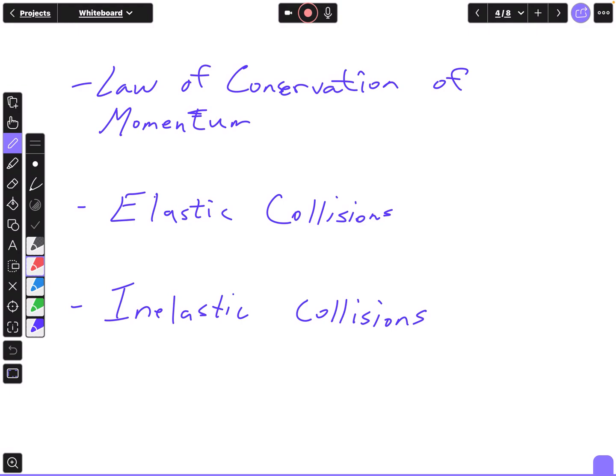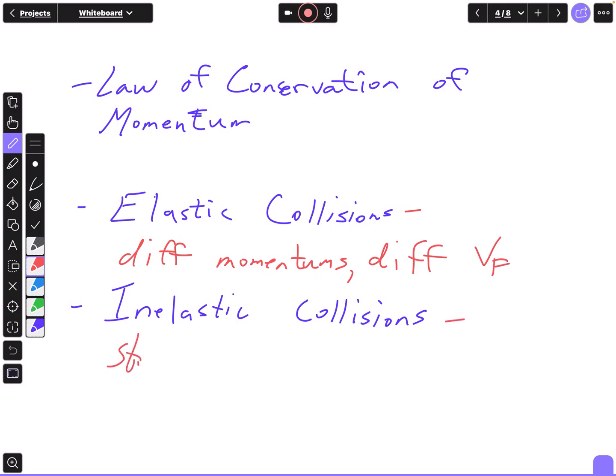We talked about elastic collisions and inelastic collisions. Elastic is when objects do not stick together. So after the collision, they have different momentums and also different final velocities. Inelastic collisions are where the two objects that collide stick together. That means that after the collision, they would have the same final velocity. And the equations we use show that.